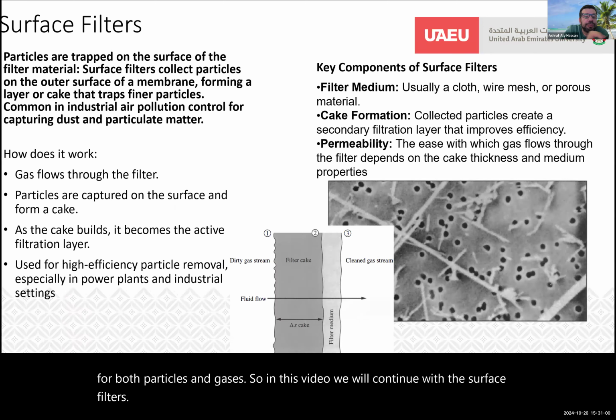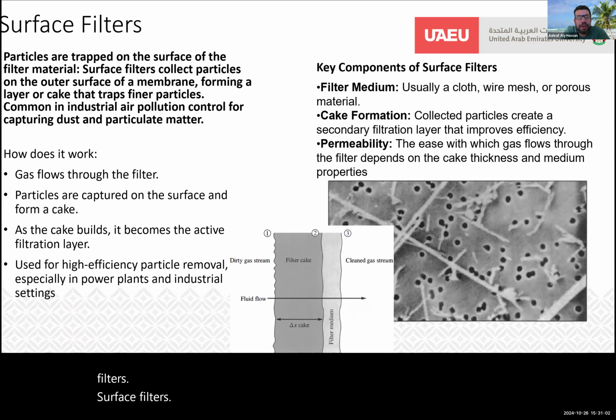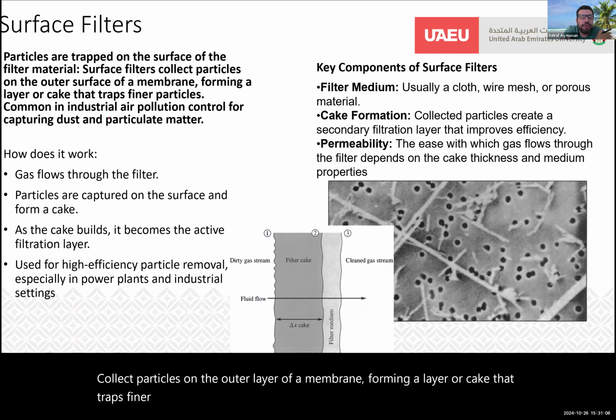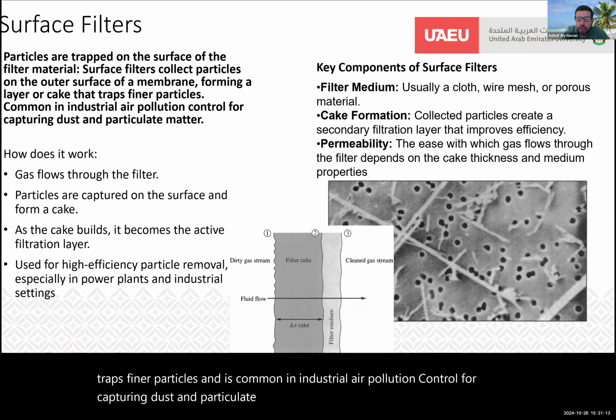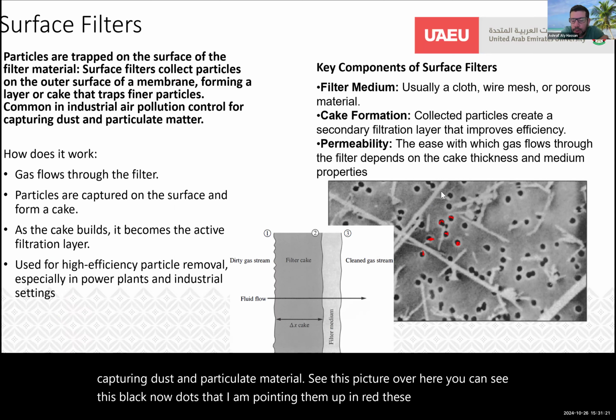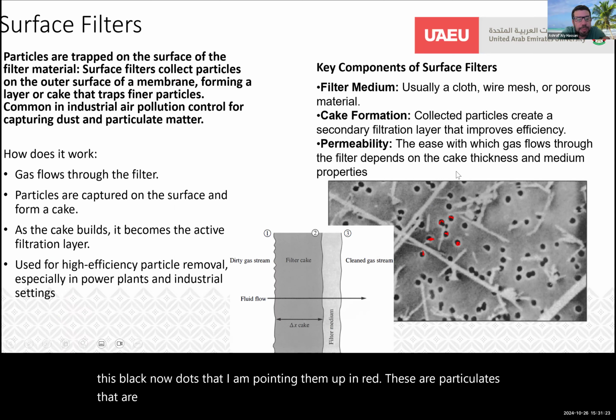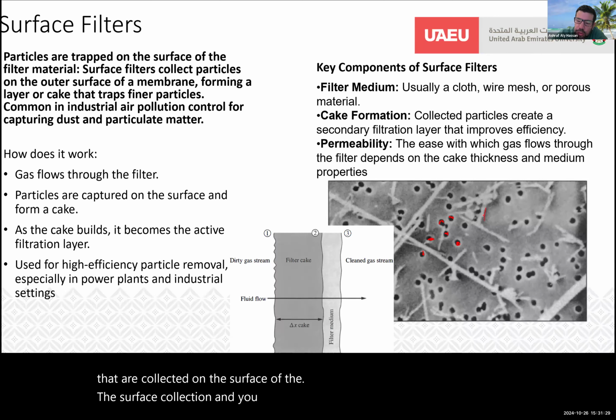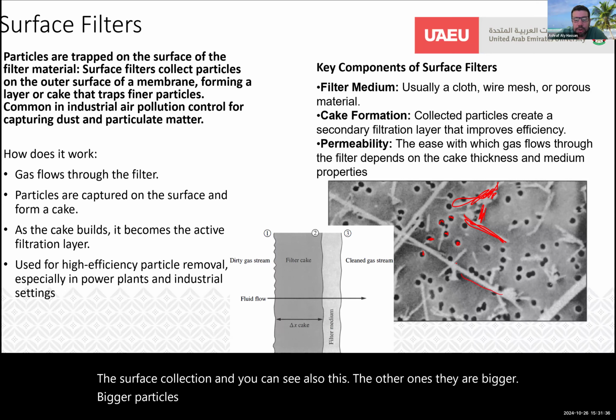Surface filters collect particles on the outer layer of a membrane, forming a layer or cake that traps finer particles, and it's common in industrial air pollution control for capturing dust and particulate material. See this picture over here. You can see these black dots that I am pointing at in red. These are particulates that are collected on the surface of the filter. And you can see also the other ones, they are bigger particles that are also collected on it.